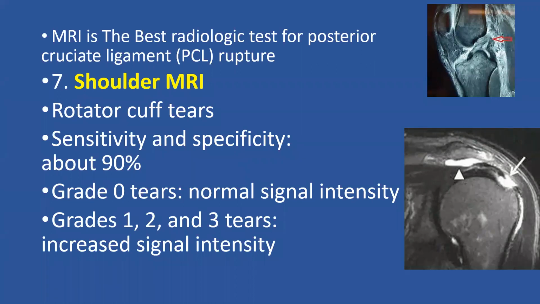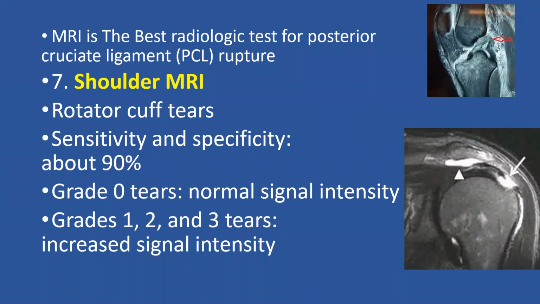What about shoulder MRI? Shoulder MRI, rotator cuff tears are very well demonstrated. It has a sensitivity and specificity of 90%. Grade 0 tears are normal signal intensity. Grades 1, 2, and 3 tears have increased signal intensity. And we grade the amount.